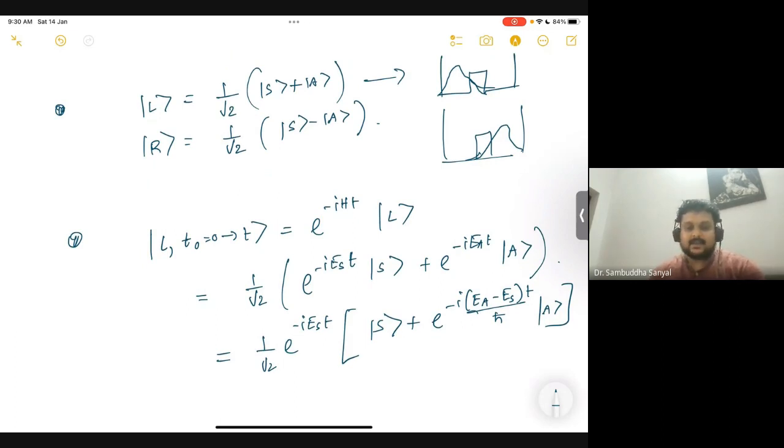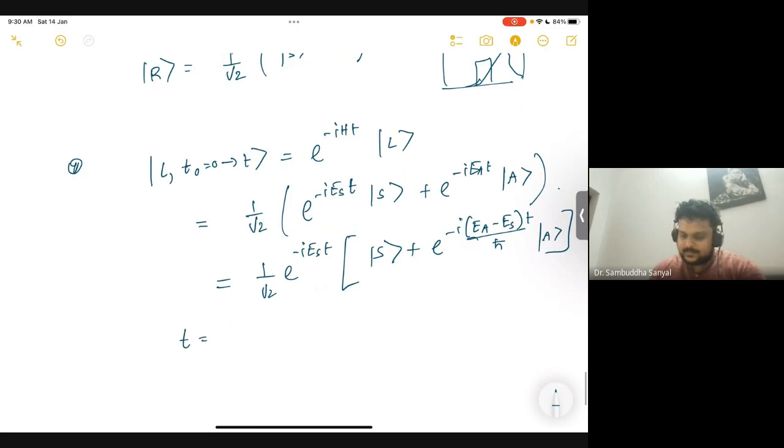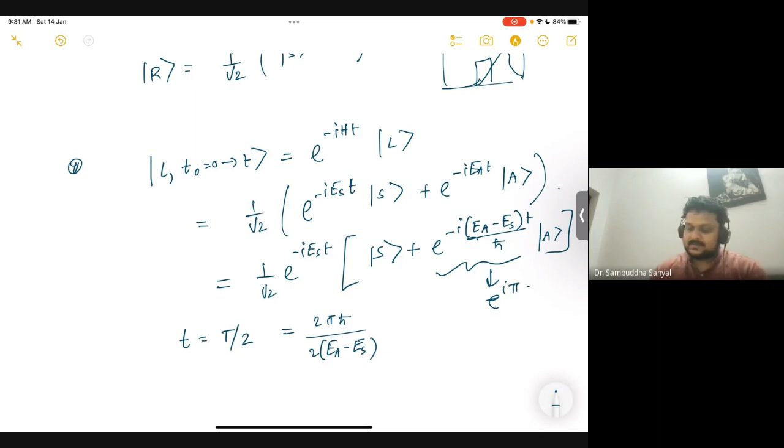Okay, not S and A, between left and right. Why? Because there will be a time when t is equal to T by 2, which is 2 pi h bar by 2 (EA minus ES). So this is the time when this becomes minus, with e to the power i pi basically. Okay, so I write at what point this will become e to the power i pi, and at that time this thing is basically S minus A, right? Which is R.